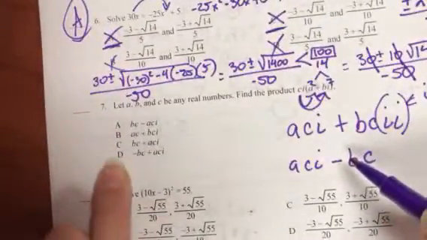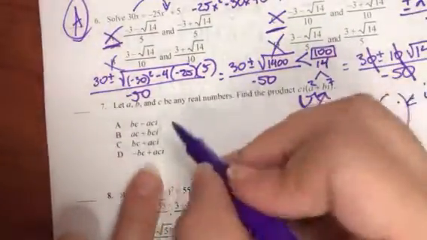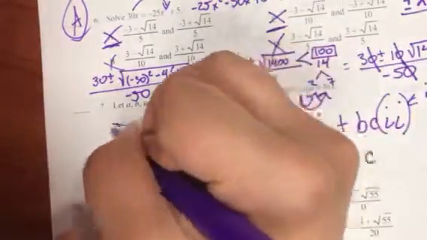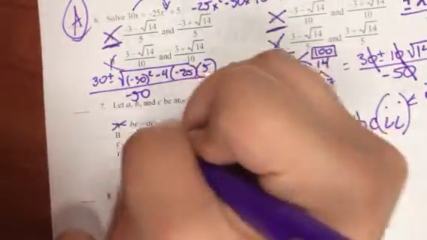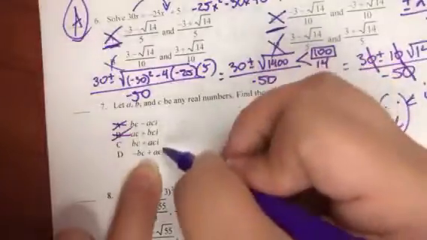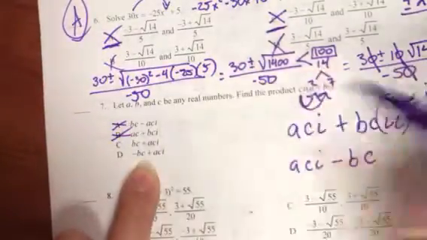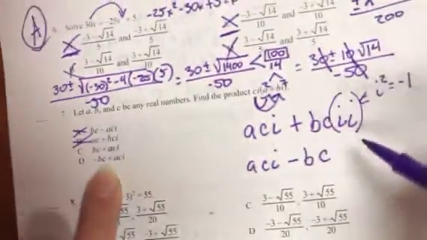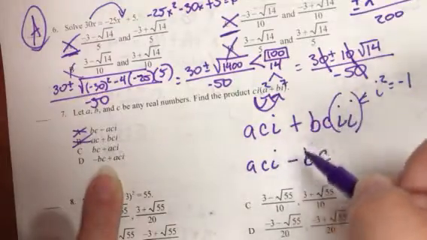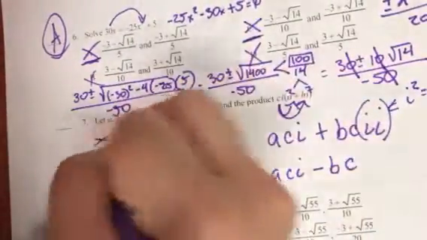So let's look at our options. We're looking for an aci to be positive. A's out. B doesn't have an aci, but both of these have an aci. And then we ended up with a negative bc because the i squared turned it negative. So that would be D.